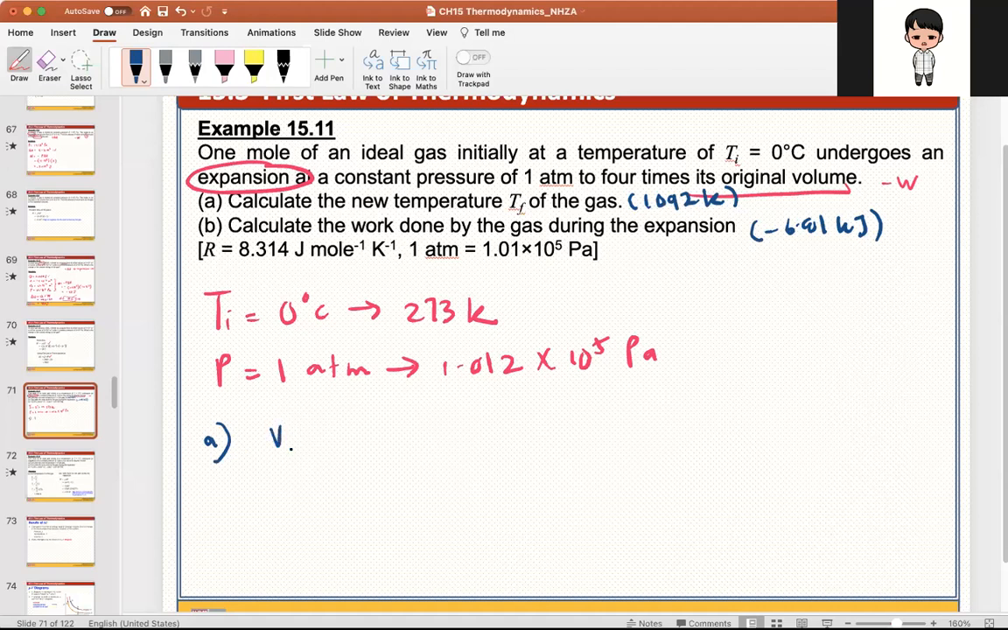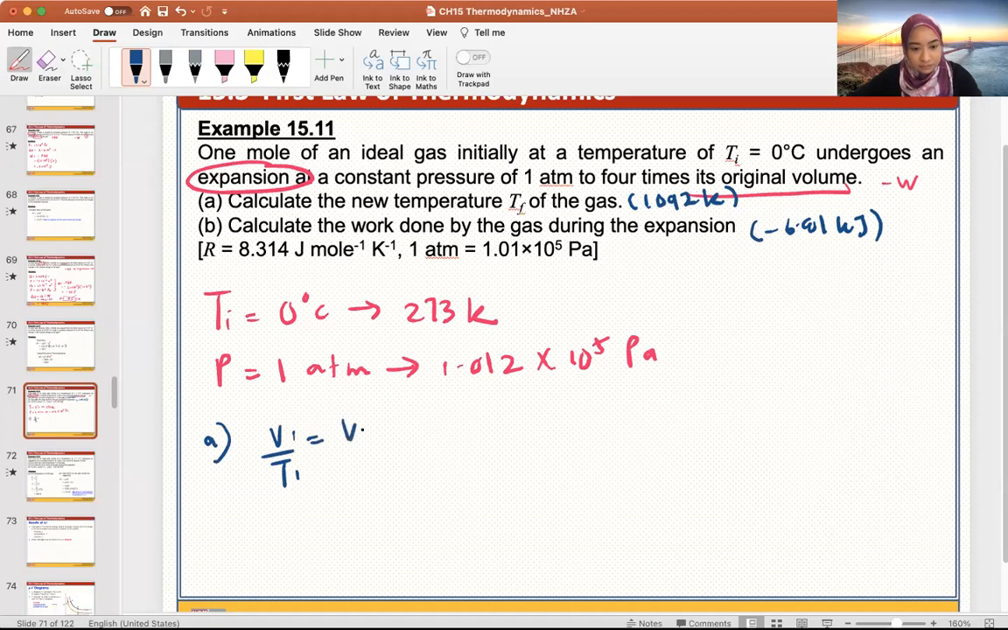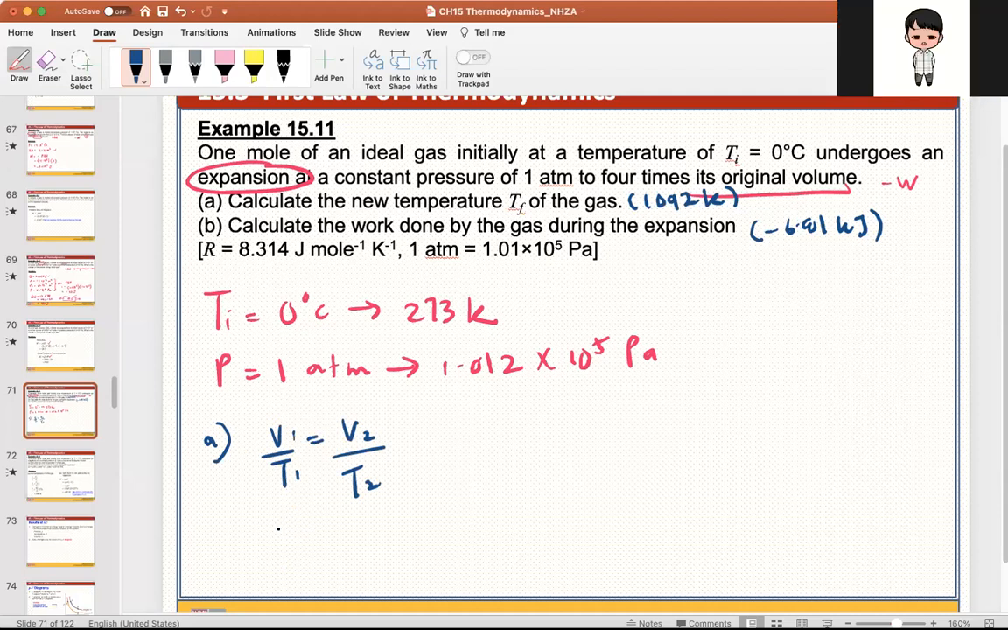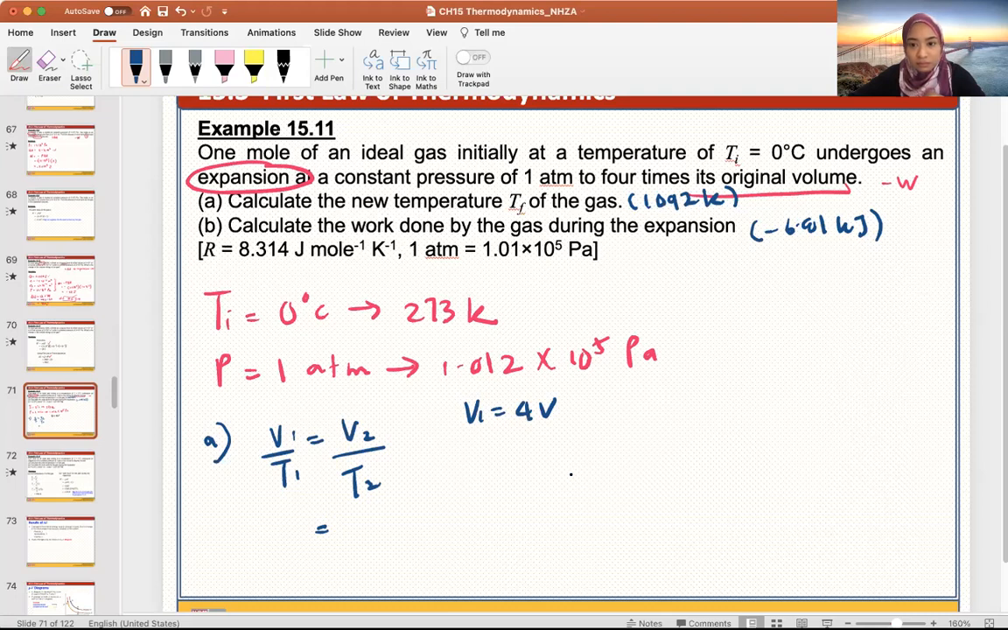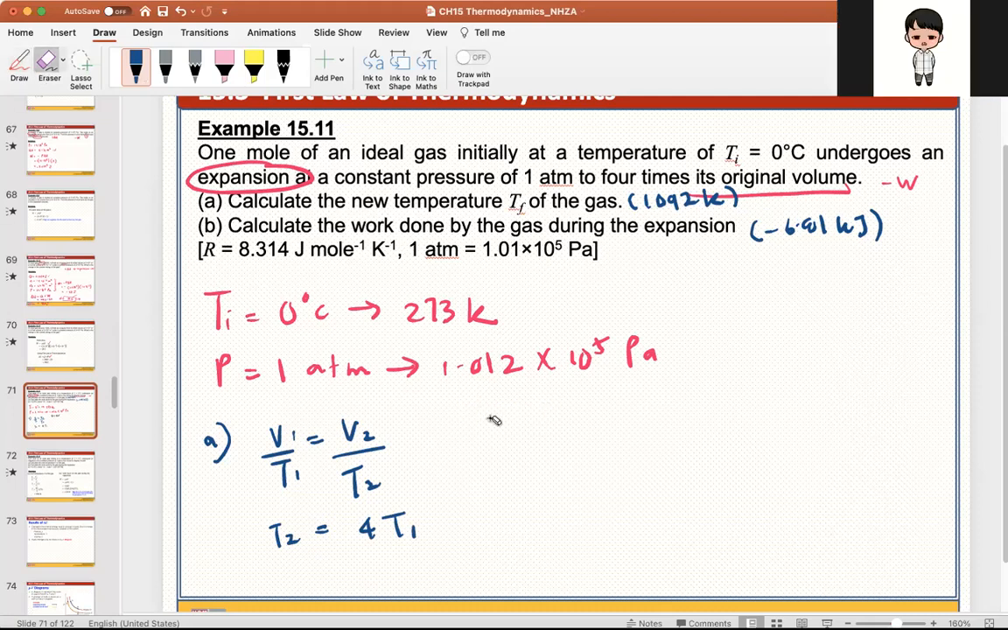V1 over T1 equal to V2 over T2. So V2 is 4 times V1, so the value of T2 is equal to 4T1. Yes. Okay, betul. Ni shortcut lah.